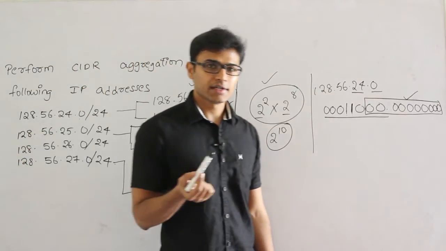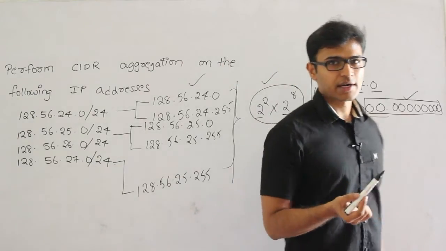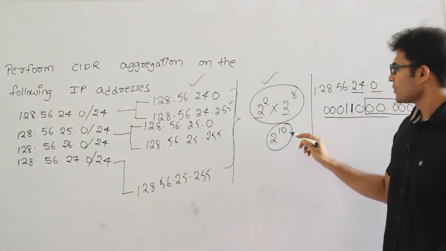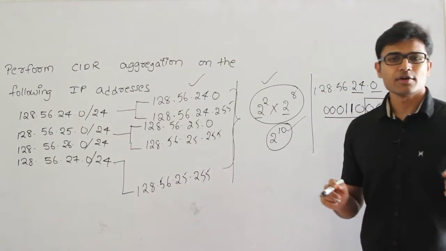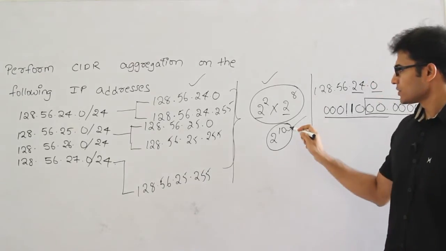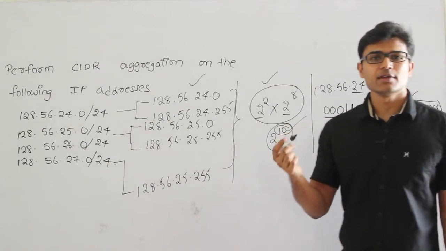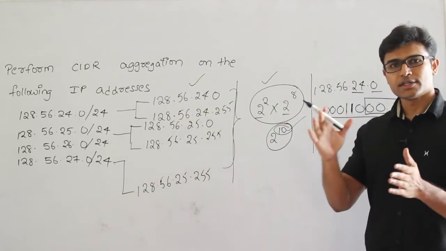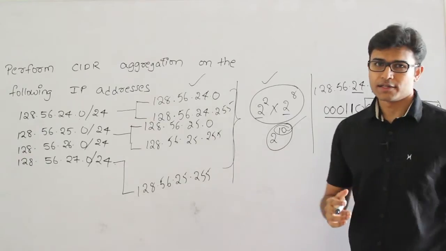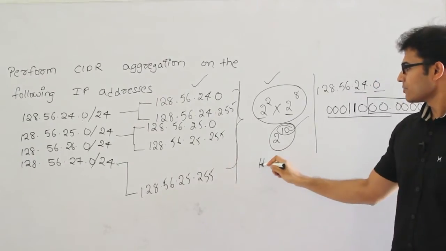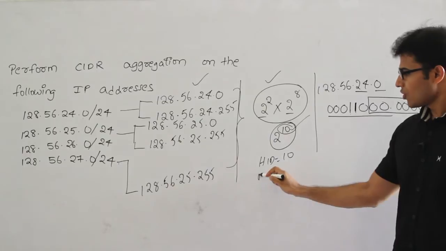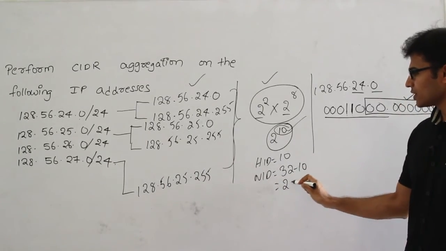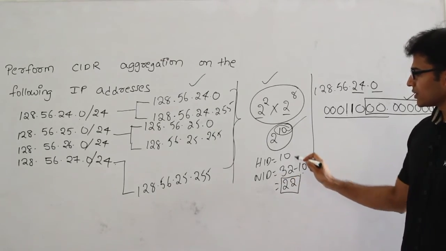Therefore, all 3 rules are satisfied and so they can be aggregated. Then what is the resulting supernet ID? The resulting supernet ID is always the first IP address followed by the slash number. So what is the size of the total network? 2 power 10. If 2 power 10 is the size of the network, which means the host ID contains 10 bits, then how many bits will be there in the network ID? 32 minus 10, which is 22 bits. So the network ID is 22.